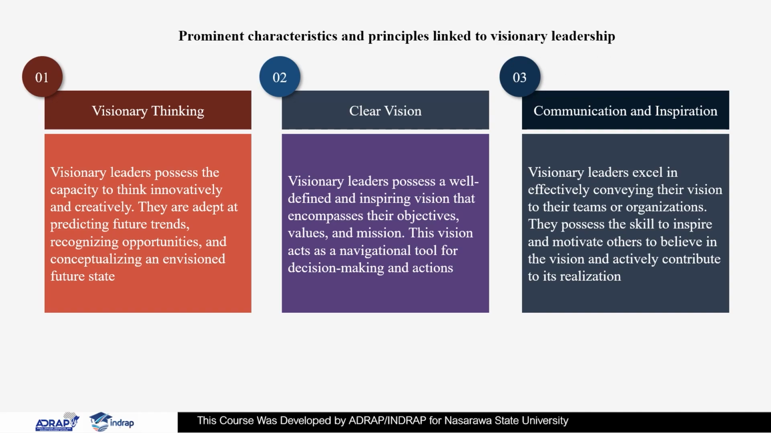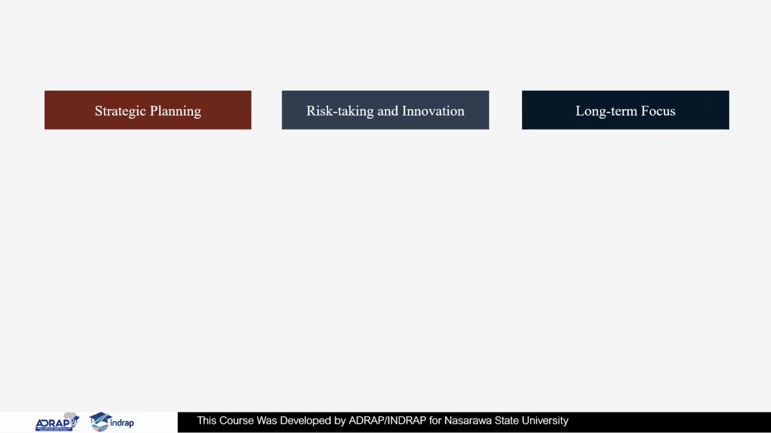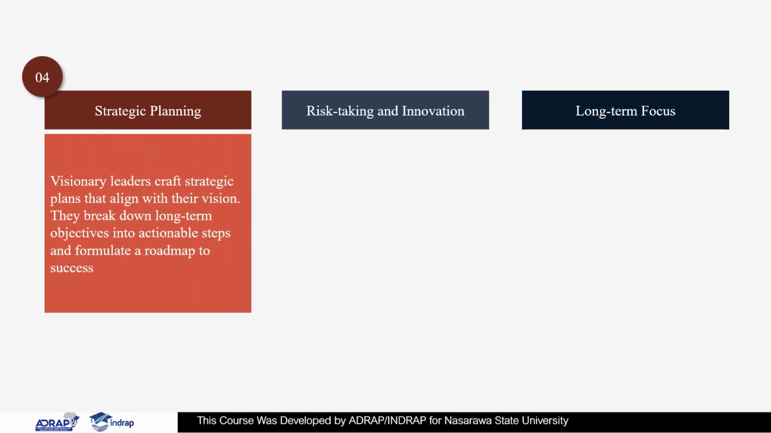Communication and inspiration. Visionary leaders excel in effectively conveying their vision to their teams or organizations. They possess the skill to inspire and motivate others to believe in the vision and actively contribute to its realization. Strategic planning. Visionary leaders craft strategic plans that align with their vision. They break down long-term objectives into actionable steps and formulate a roadmap to success.